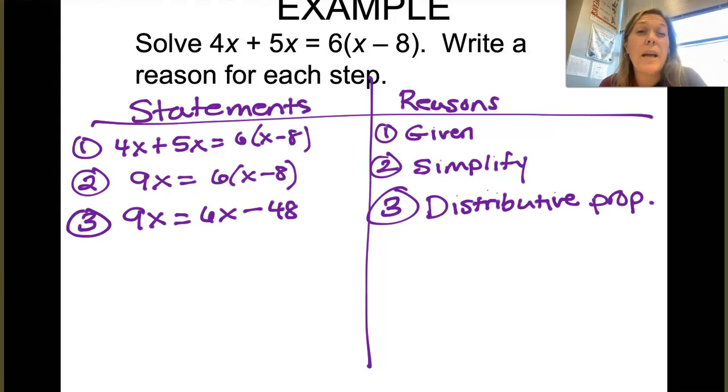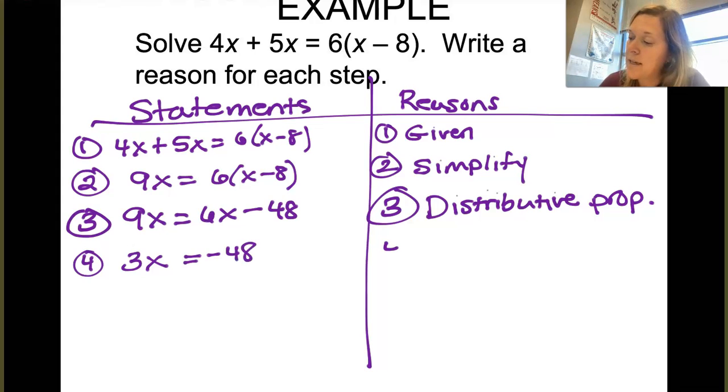Okay. Now where would we go? Would you subtract the 6x over? Hopefully that's what you would do. So I'm going to do it without showing it. I'm just going to go right to the simplified version. So 9x minus 6x would get you to 3x. So 3x is equal to negative 48. So we did a subtraction property of equality.